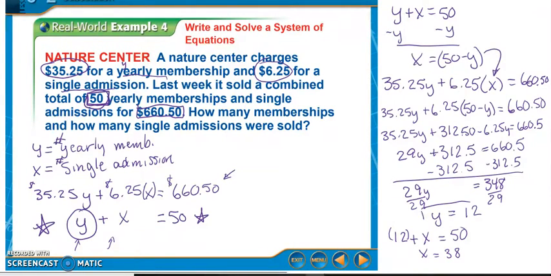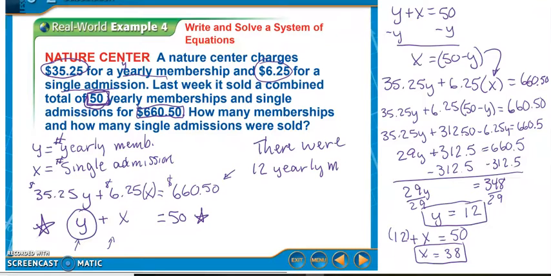Okay, so there's the Y value. I'm going to box it, so you can find it, but then you have to write a sentence that tells me what this means. So you would write, there were 12, and 12 goes with Y, so that's yearly memberships.